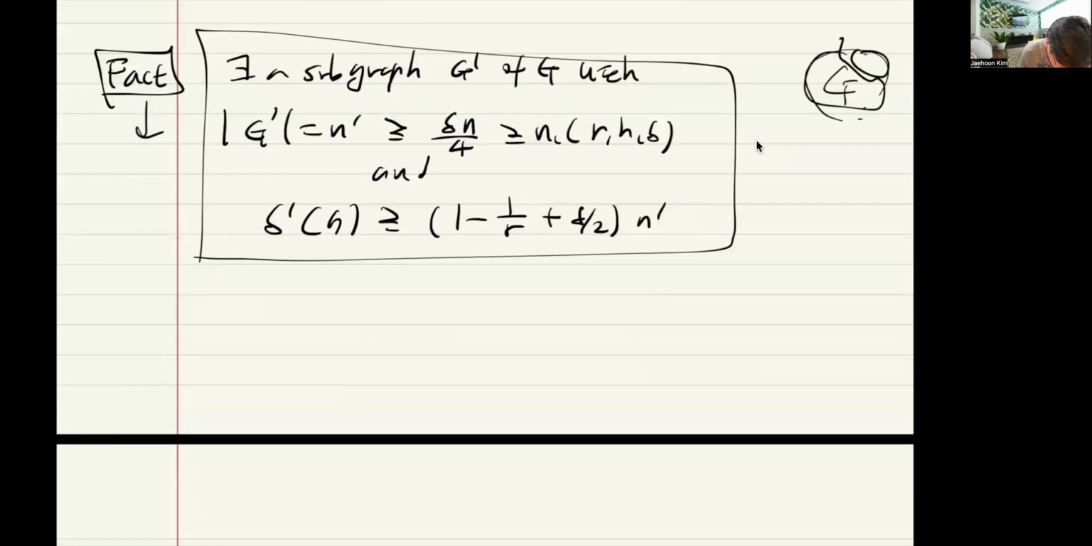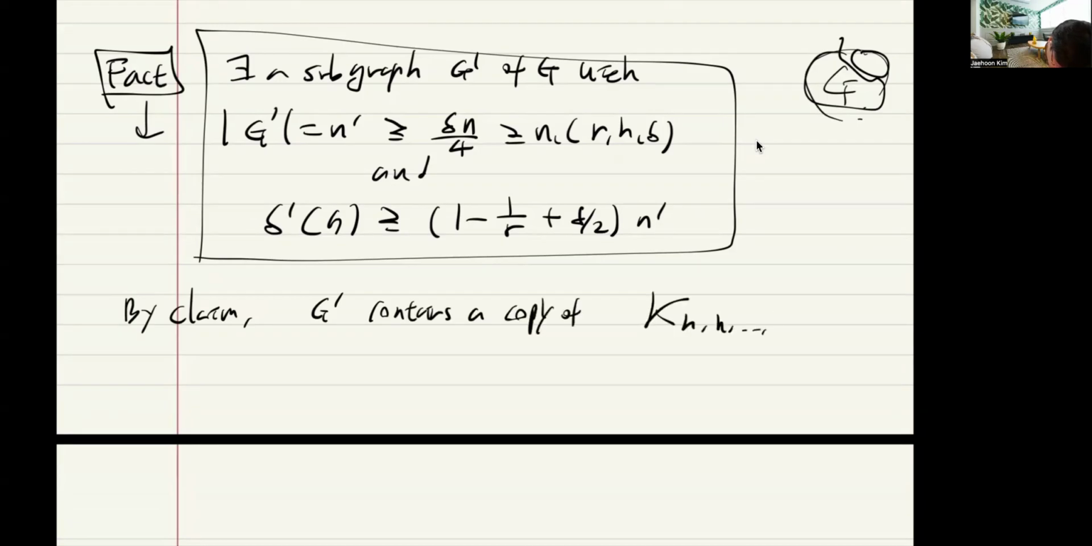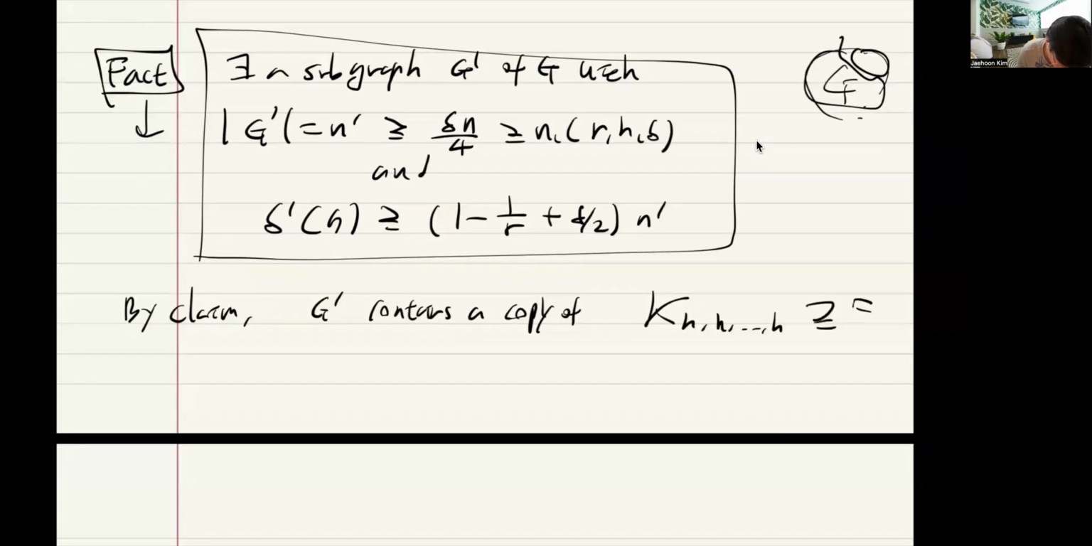And from this fact, we use this claim: this G prime contains a copy of the complete R plus 1 part-type graph, where each part has size H, that contains F as a subgraph, because F is an R plus 1 chromatic graph with H vertices, so it's a subgraph of this. So that proves the theorem.